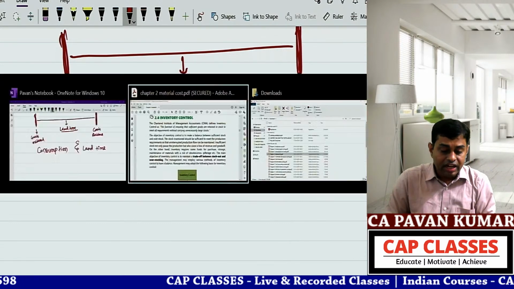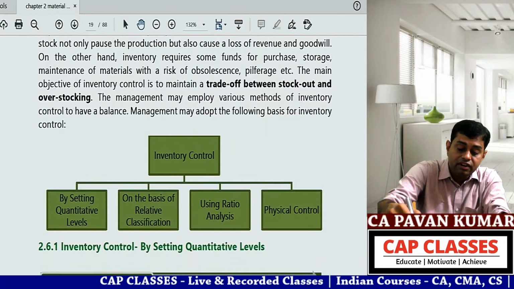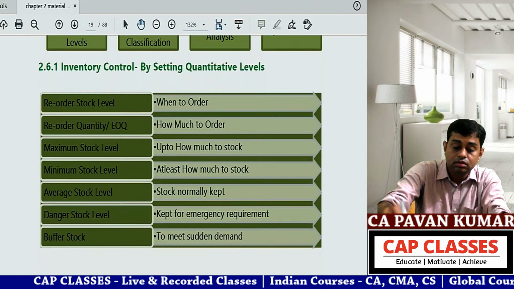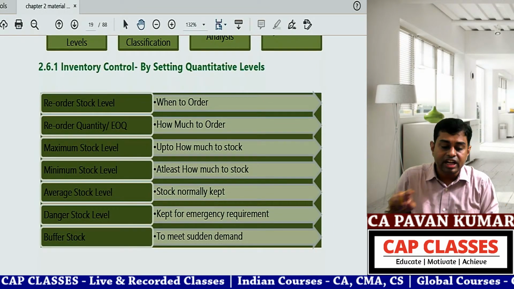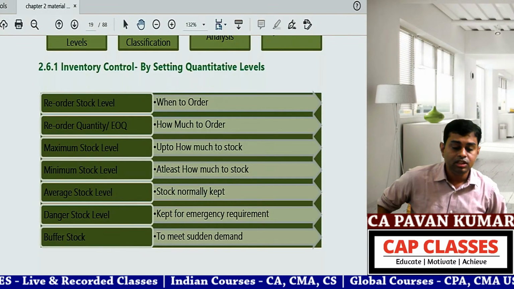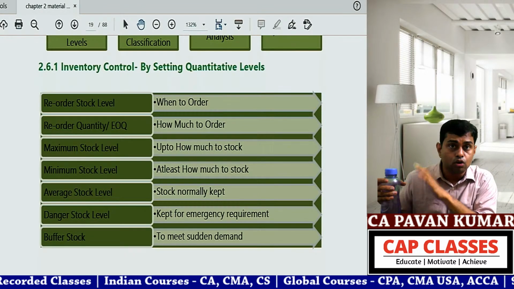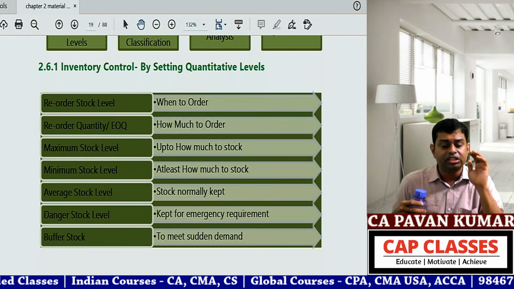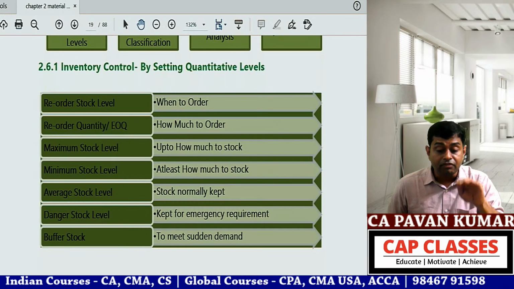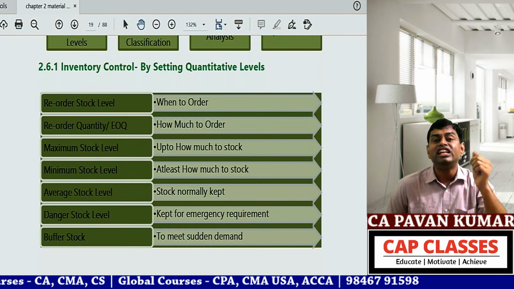Okay, so put the heading Inventory Levels. Just copy this table. Reorder stock level: when to order. Reorder quantity: how much to order. Minimum stock: at least how much. Maximum stock: up to how much you can stock goods in your hand. Average: normally what is the stock. Danger level: emergency requirement. Buffer stock: sudden demand. Always you will keep some buffer stock. Buffer stock is also known as safety stock.